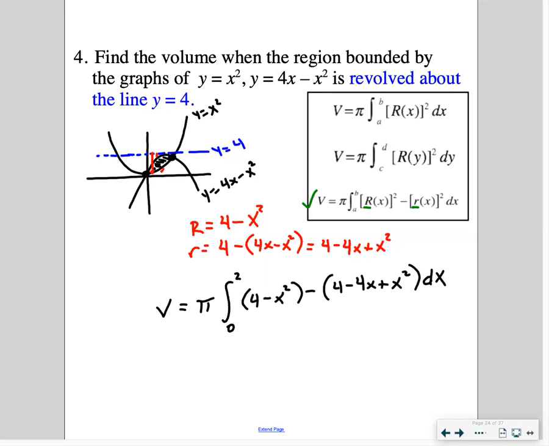Nate, did you have a question? Yes, good catch. Thank you. It should be squared. Yep, my bad. Those radii should be squared, r squared. You should get 33.510 units cubed.